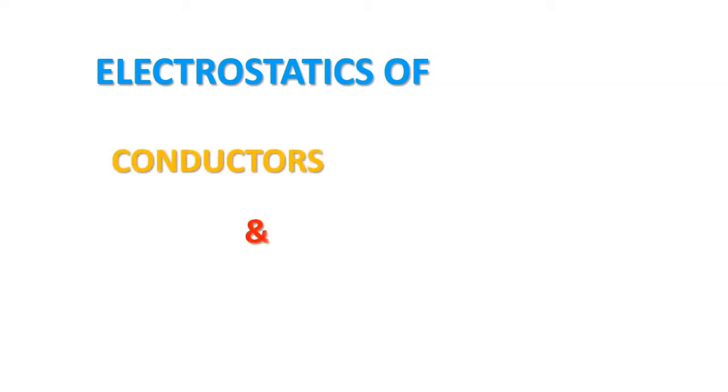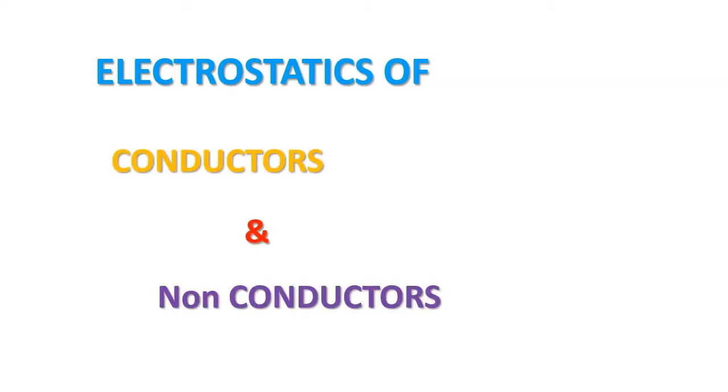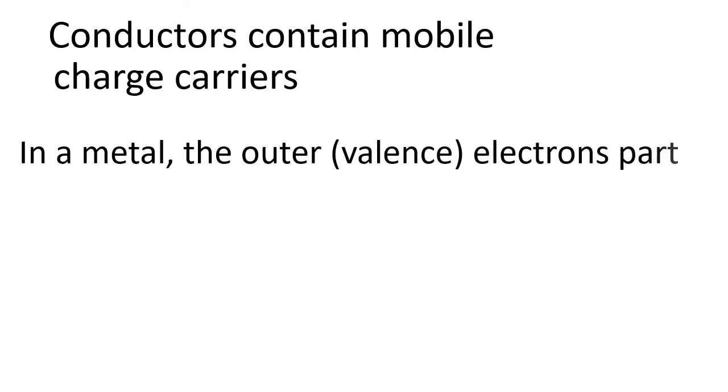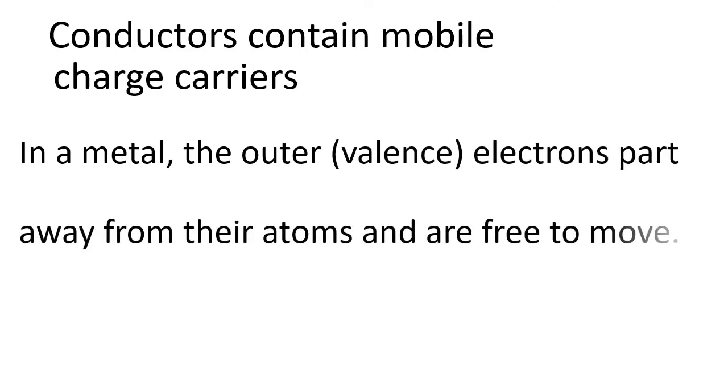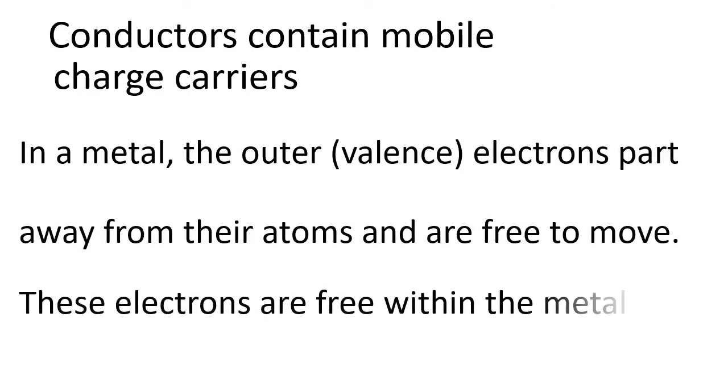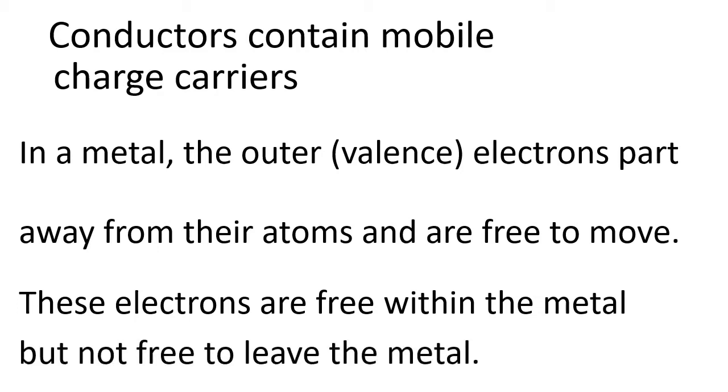Electrostatics of conductors and non-conductors. You already know the specialty of conductors. Conductors contain mobile charge carriers. In a metal, the outermost electrons part away from their atoms and are free to move. These electrons are free within the metal but not free to leave the metal.